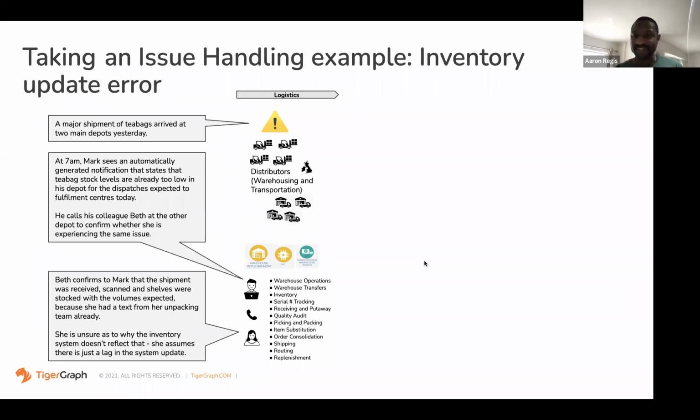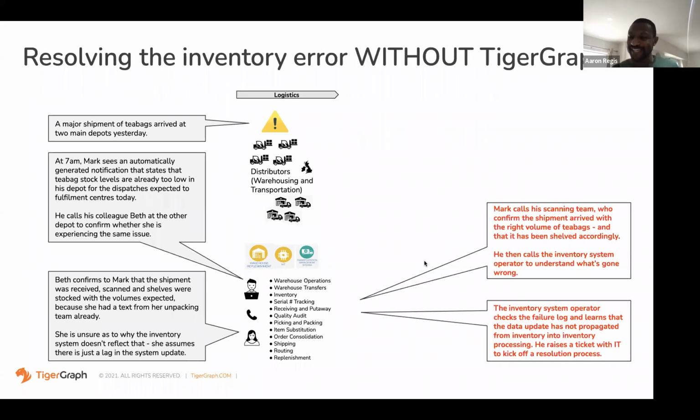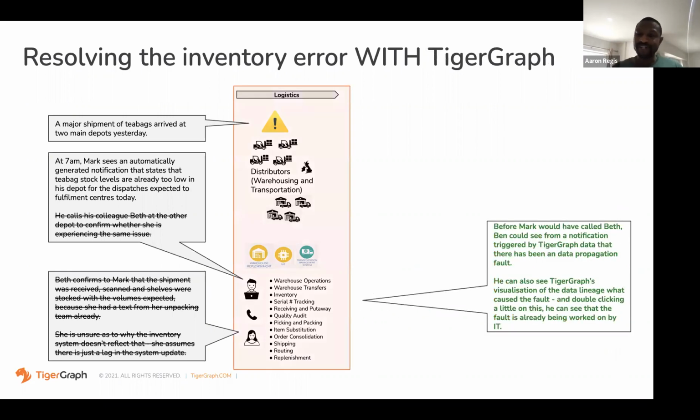system. So then Mark needs to call the scanning team and understand whether they've arrived, then needs to call the inventory system operator to understand what's wrong, and then needs to speak to IT. So all this is effectively time consuming, and it's stopping potential fulfillment of orders. With TigerGraph, really all of that is essentially cut out.